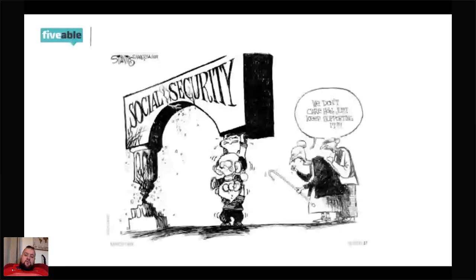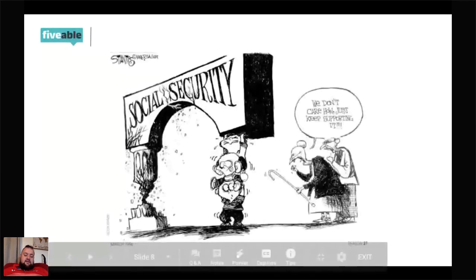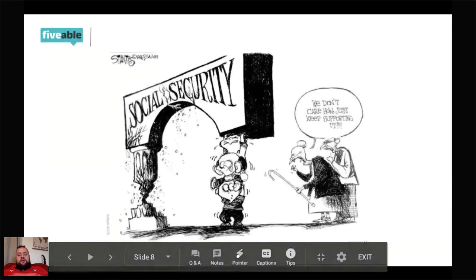And so what do you think is actually being said here in this political cartoon? What's the meaning behind what this artist is trying to communicate? I'll give you a second here to share your thoughts. What do you think the artist is trying to communicate?